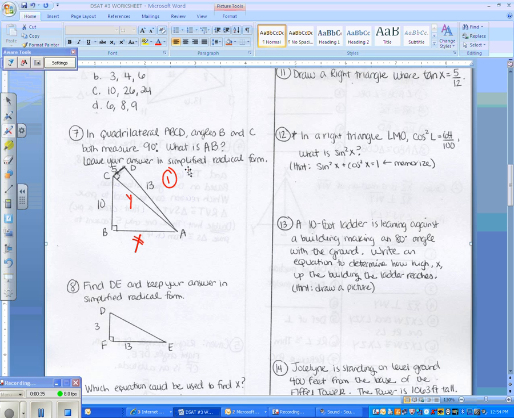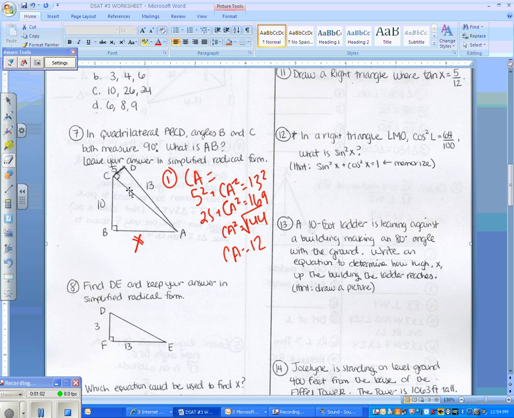So the first thing we want to do is figure out how long CA is. We're going to use Pythagorean's theorem. So 5 squared plus CA squared is going to equal 13 squared. And you do your math, so 25 plus CA squared equals 169. You subtract and you get that CA squared equals 144, square root, and you know that CA is 12. So that's the first thing you had to do.